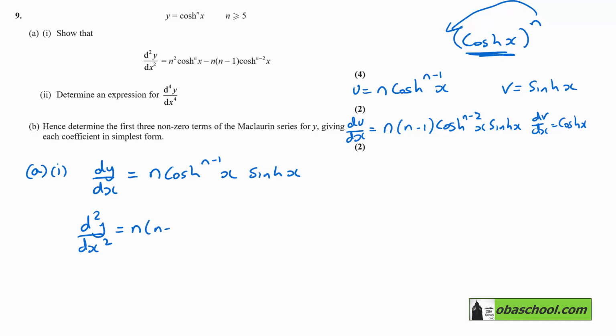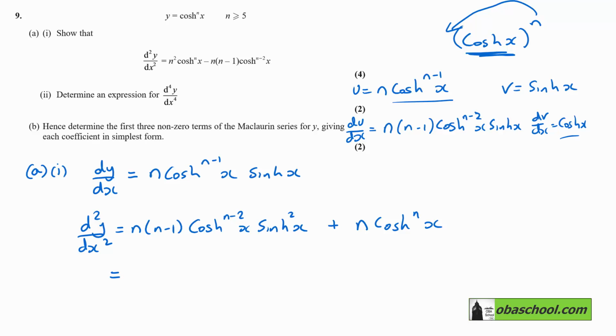So d2y dx squared is going to be n minus 1 cosh n minus 2x sinh squared x, and then we're going to have the u dv dx, which is going to be n cosh n minus 1 times a single cosh x, so that's going to be cosh nx. Okay.